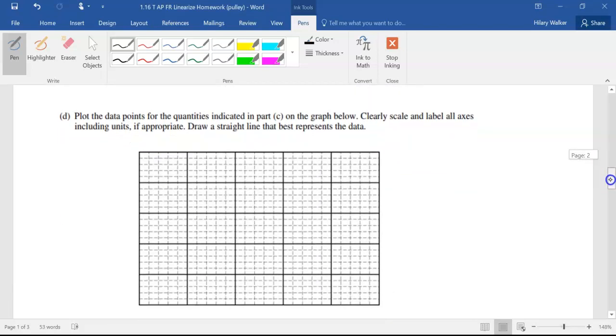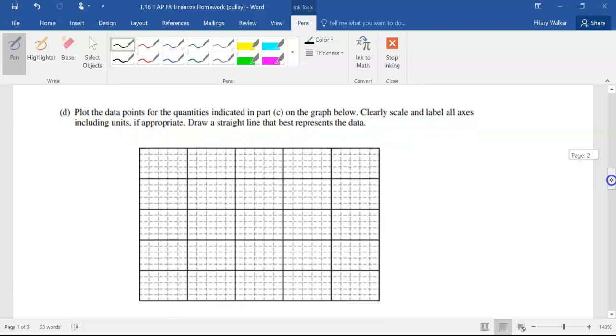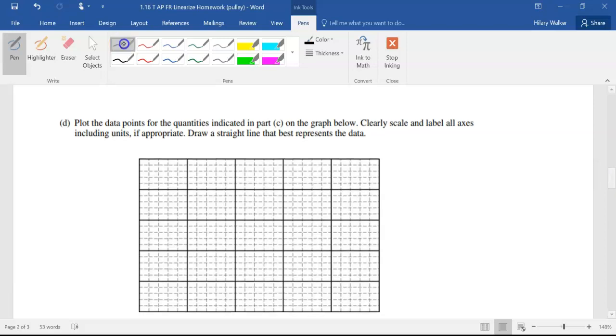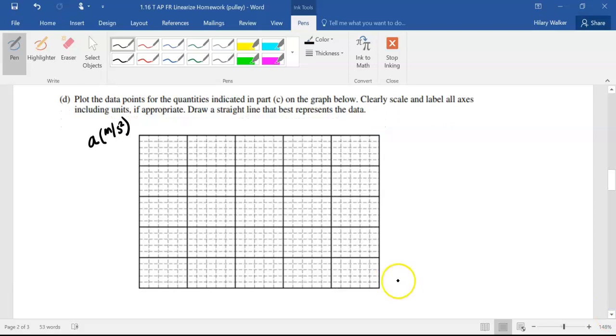Now we want to plot the data for the quantities from C. Clearly scale and label axes, with units if appropriate. On the vertical axis we wanted a, and acceleration is in meters per second squared. On the horizontal axis we wanted m2 minus m1 over m2 plus m1. The units for this one are mass over mass, kilograms over kilograms, which cancel out, so this scale is unitless.